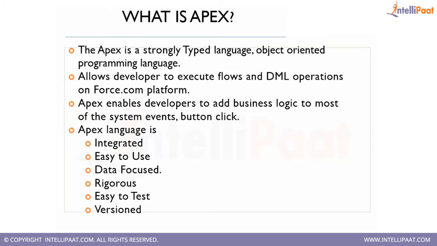And the last point is versioned. All your releases in Salesforce are versioned, so your Apex programming language is also versioned. As of now, we are working on version 32. And the best part of this versioning is that your lower versions will never fail on the higher versions. In other words, the upgraded versions never break the lower versions. That's what Apex programming is all about.